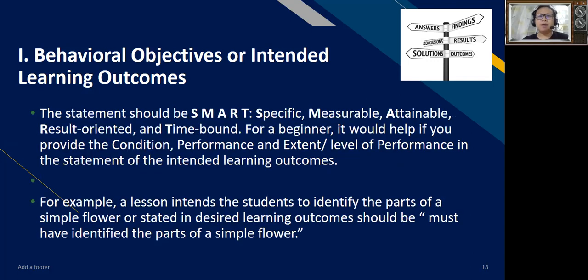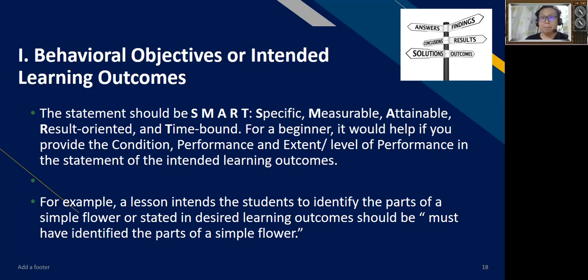The statement of our objectives must be SMART. S, specific. It must be clear. Second, it must be measurable, meaning it can be evaluated. It can be assessed. Third, attainable. It must be doable. And it must be result-oriented or output-oriented. And the time-bound or its time element. For a beginner, it would help if you provide a condition.